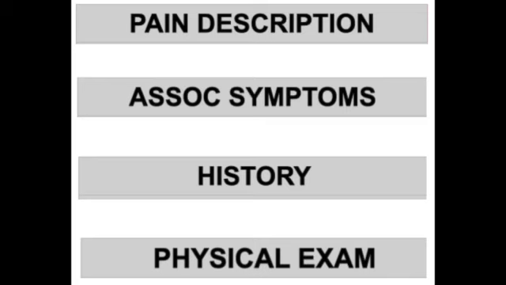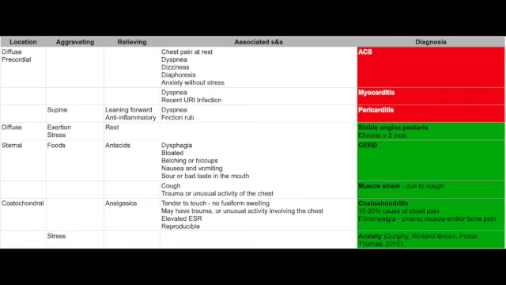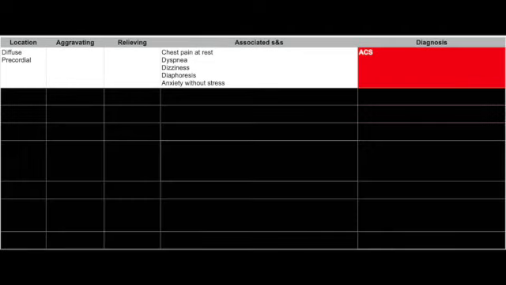After obtaining the pain description, associated symptoms, history, and doing your nursing assessments, I would have a suspicion of what the patient's condition would be. Here's a table I use to correlate the nursing assessments with the patient's condition. If the chest pain is described as diffuse, precordial, the patient is complaining of chest pain at rest, or may have dyspnea, dizziness, diaphoresis, or anxiety with no stressful events, the patient might be suffering from acute coronary syndrome.